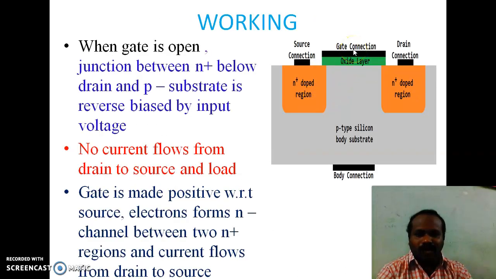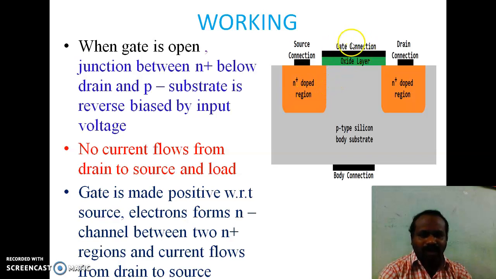Here, when the gate is open, the junction between this N plus drain and this P substrate is reverse biased by the input voltage. So, no current can flow from drain to source.